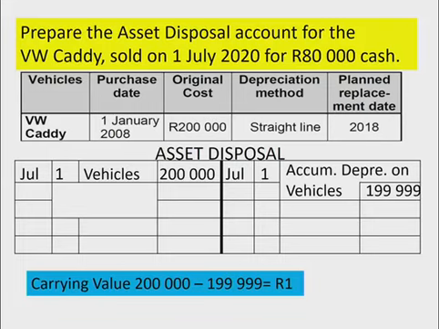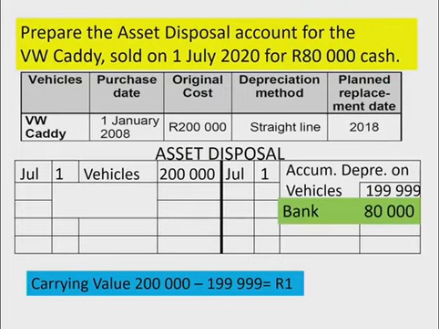But obviously, we're going to sell it. And in this case, we're selling it for 80,000 and we're selling it cash. That means we'll be receiving 80,000. So therefore, it will be bank and 80,000 on the credit side of the asset disposal account.